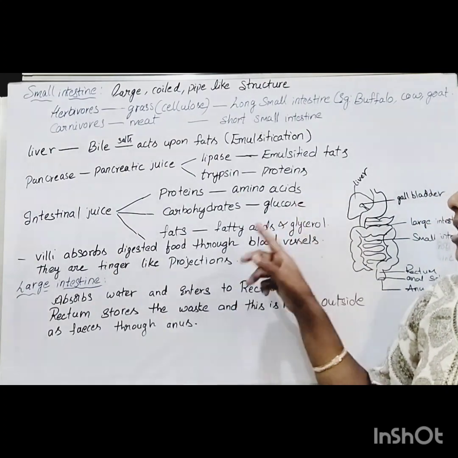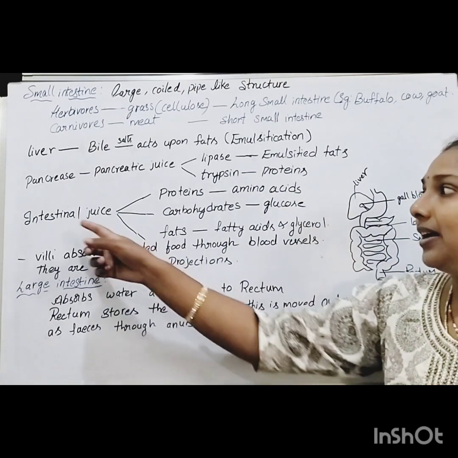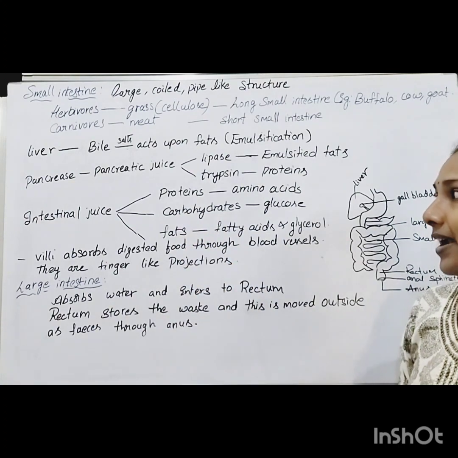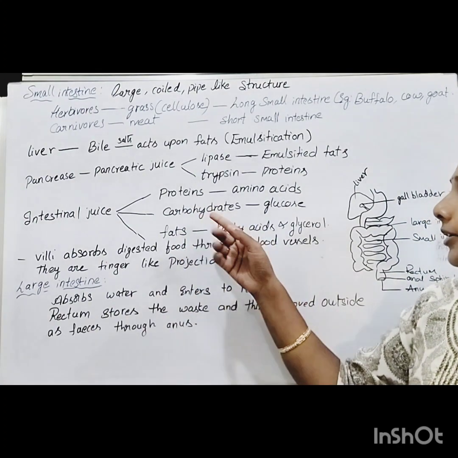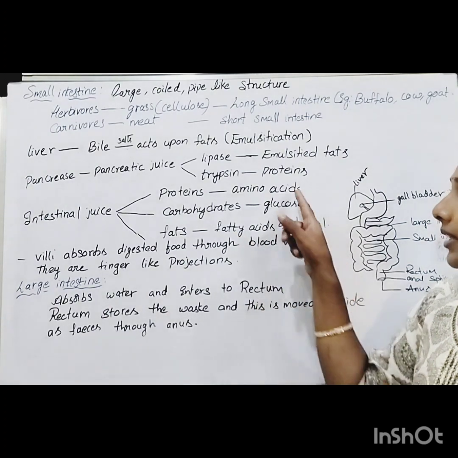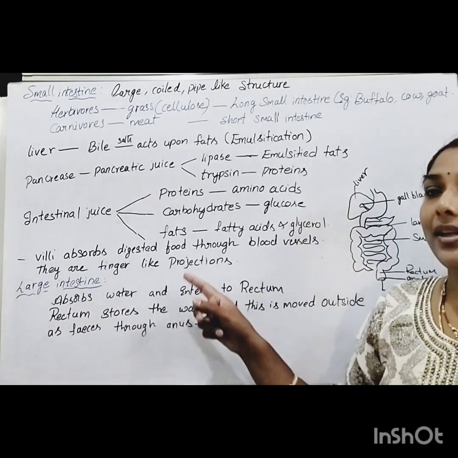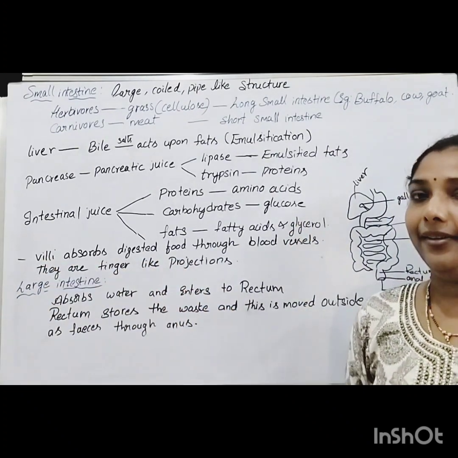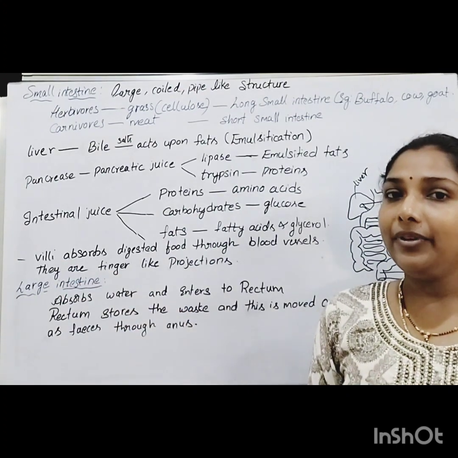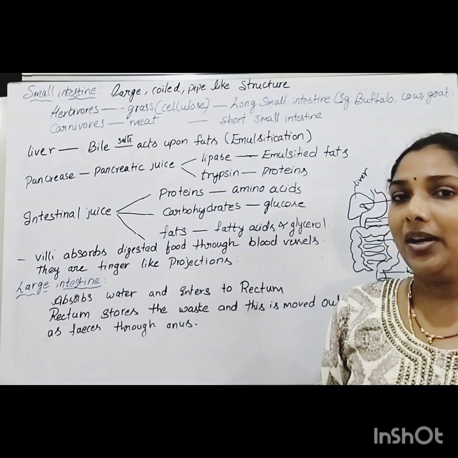These are the products after reacting with the intestinal juice. We can observe from proteins, carbohydrates and fats, they are directly converted into amino acids, glucose, fatty acids and glycerol. These digested food particles will be absorbed in the intestine by villi. Villi are nothing but finger-like projections which are present in the innermost lining of the small intestine.